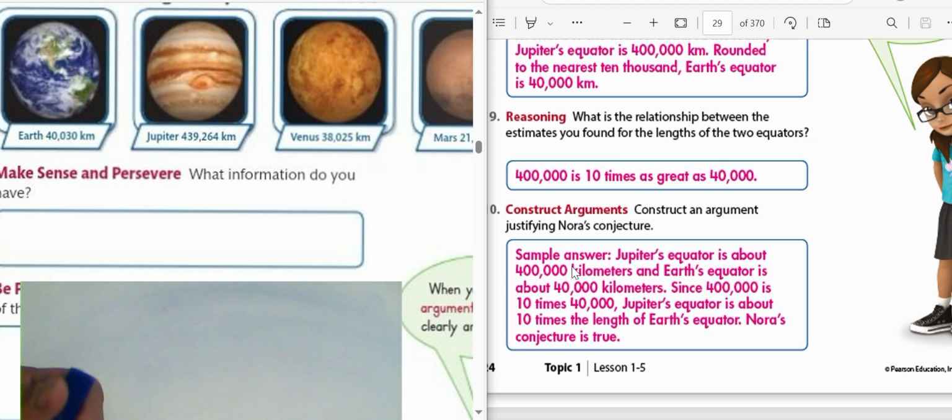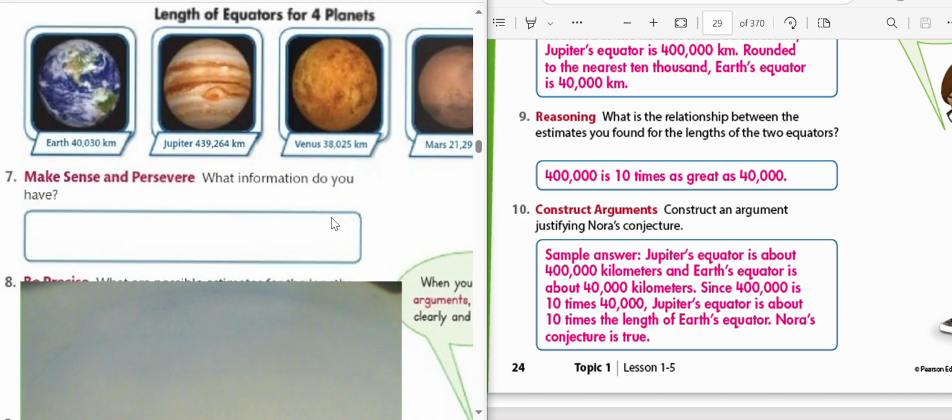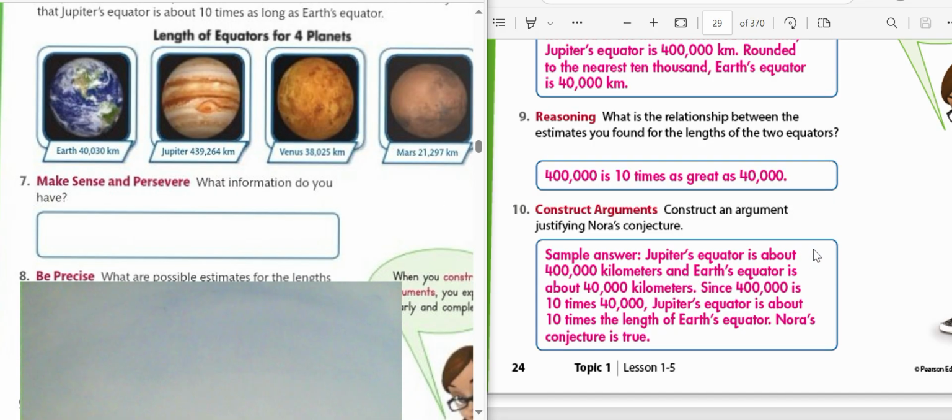And last question number 10. Construct an argument to justify Nora's conjecture. We have the number here about what? Conjecture. Simple answer: Jupiter's equator is about 400,000 kilometers, approximating to the nearest 100,000. The Earth's equator is about 40,000 kilometers. Since 400,000 is 10 times 40,000, Jupiter's equator is about 10 times the length of Earth's equator, and Nora's conjecture is true.